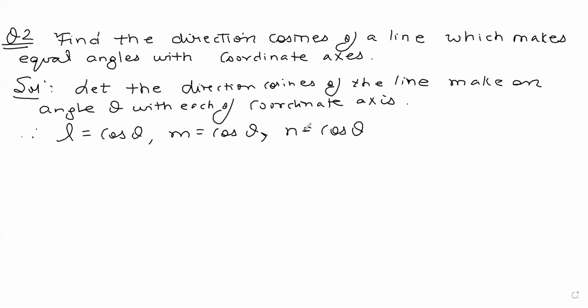Remember, L, M and N are direction cosines. And since my line is making equal angle with the coordinate axis, L, M and N, all three of them are equal to cos theta.